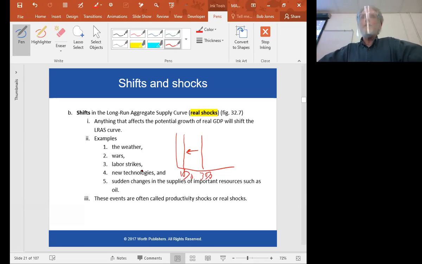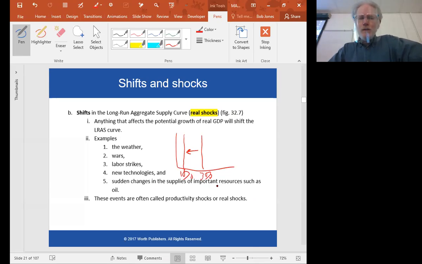New technologies. Obviously, you don't adopt a new technology unless it's beneficial. So if it's a new technology, it is beneficial, and that would be a positive real shock, because it's real in the sense that this is something that is a factor of production, and because of this change, we're going to be able to produce more output. It's not just people want to buy more, it's that producers are now able to produce more output.